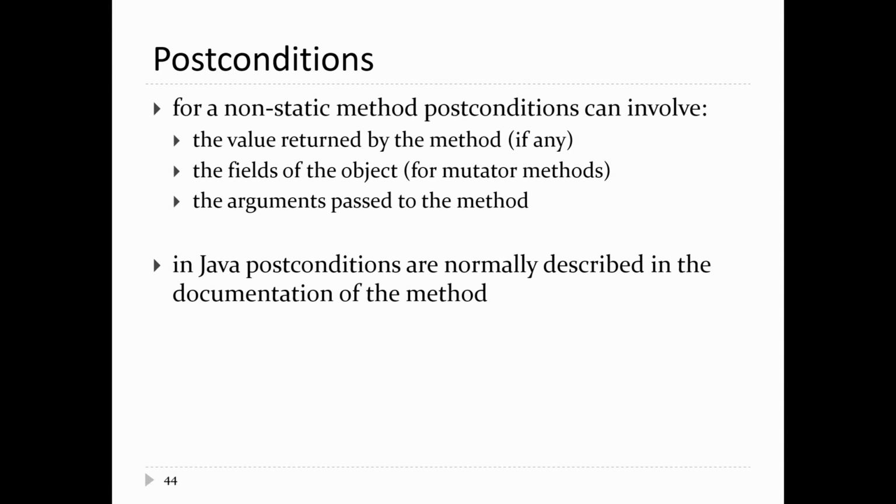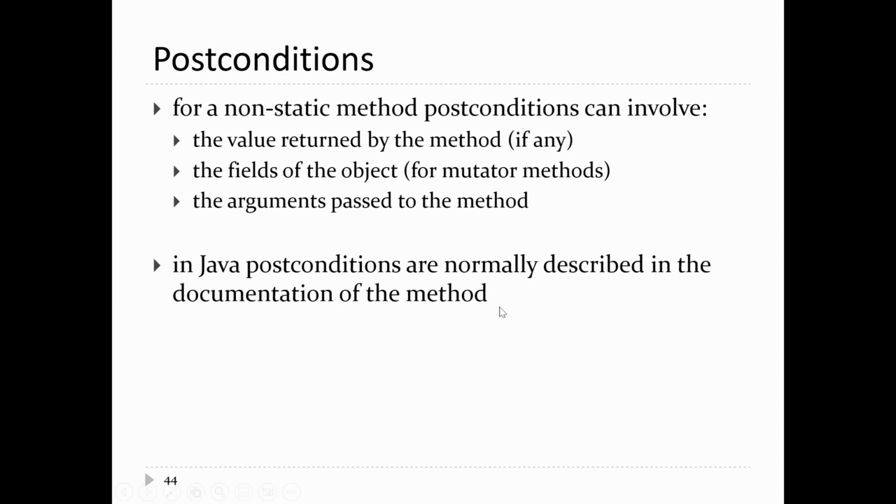And finally, a method might change one of the arguments passed to the method. For example, if you pass a list to a method, then that method might promise to clear the list, or remove some element from the list, or swap two elements in the list. So a method can change the state of an object that's passed to it as well. A method might have many postconditions.